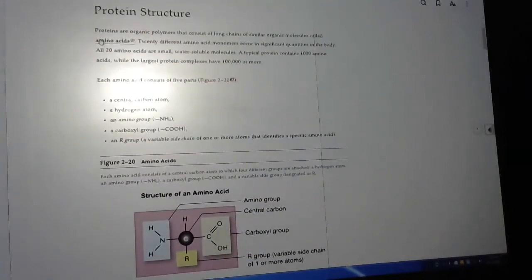Protein structure, what's the building blocks for protein, which is called amino acids, right? 20 different amino acid monomers occur in significant quantities in the body. All 20 amino acids are small water-soluble molecules. A typical protein contains 1,000 amino acids, while the larger protein complexes have 100,000 or more.